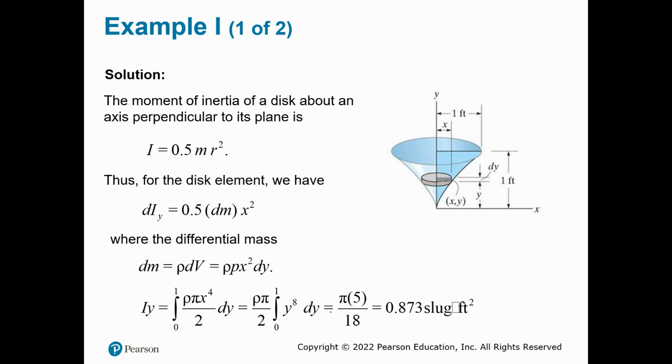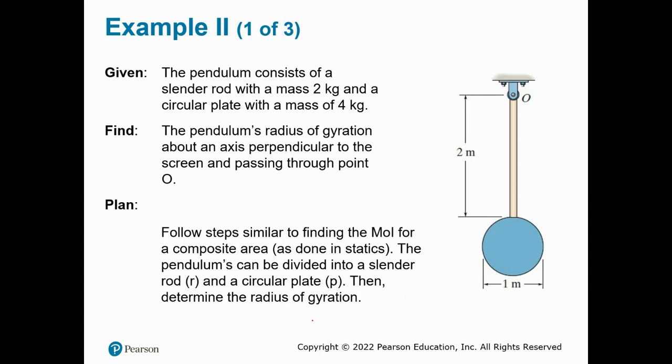So for this element, dIy equals 1/2 dm x squared, where the differential mass dm equals rho dV. Mass equals density times volume. That's where that comes from. dm equals rho dV, and you have rho pi x squared dy, and the rest of them are just math. You plug in your integral.